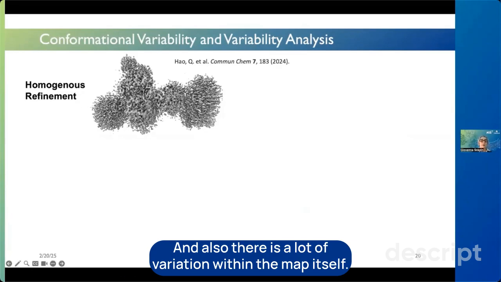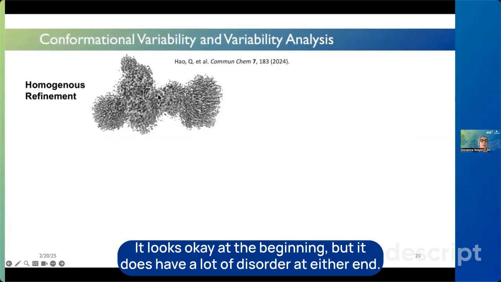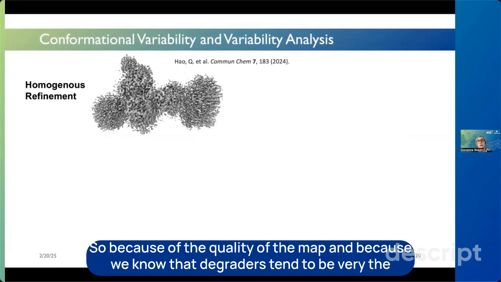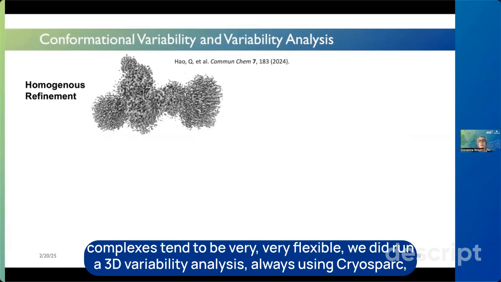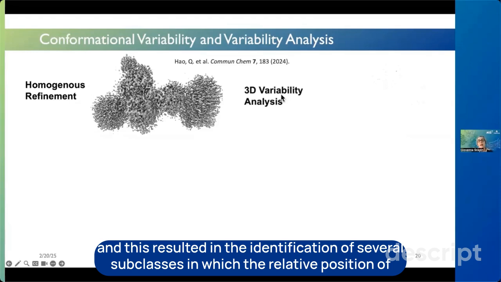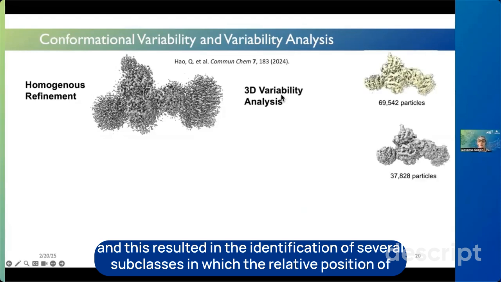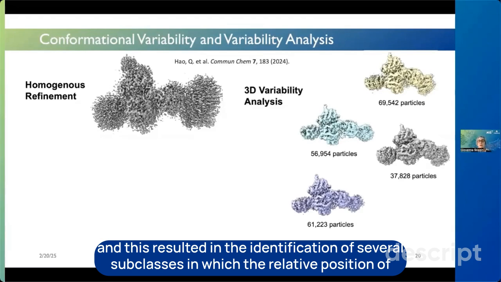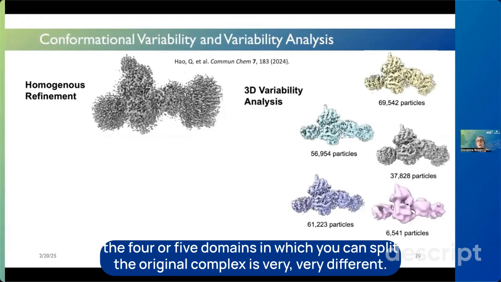And also there is a lot of variation within the map itself. It looks okay at the beginning, but it does have a lot of disorder at either end. So because of the quality of the map, and because we know that these complexes tend to be very, very flexible, we did run a 3D variability analysis, always using CryoSPARC. And this resulted in the identification of several subclasses in which the relative position of the 4 or 5 domains in which you can split the original complex is very, very different.